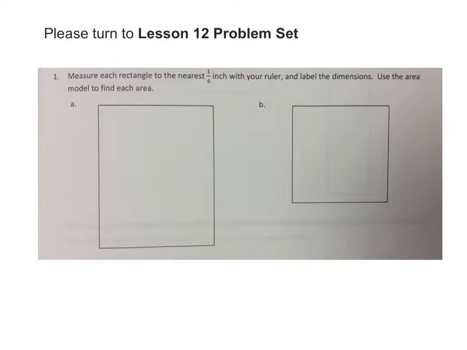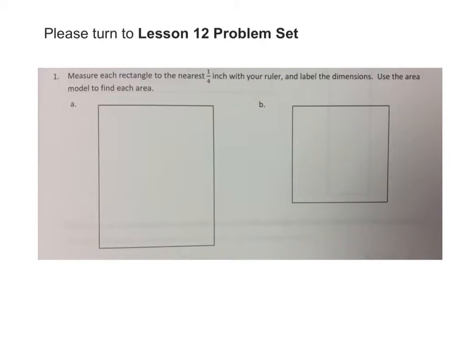Here is A. How wide, or what's the length from here to here for rectangle A? 2 what? 2 inches. So let's label it 2 inches. Okay. Now let's find the length, the other side.